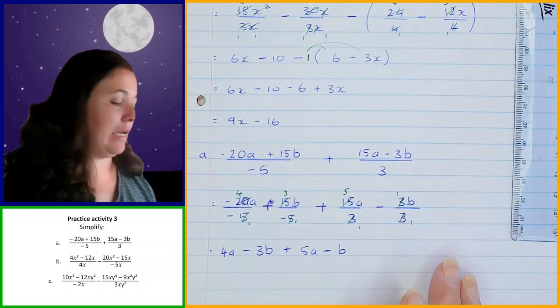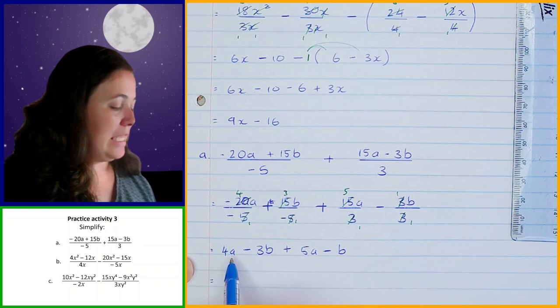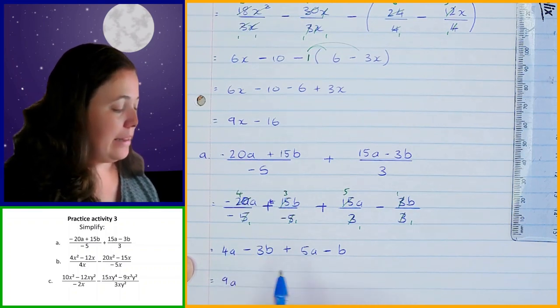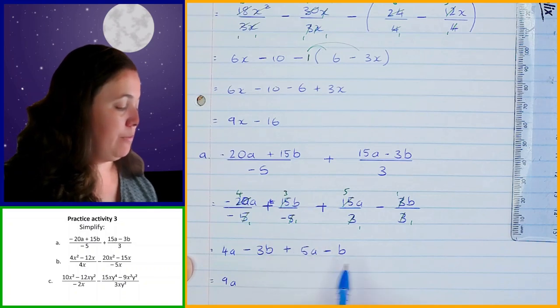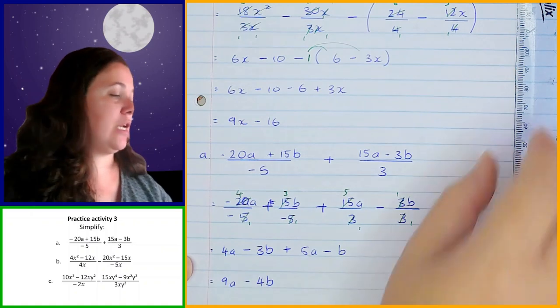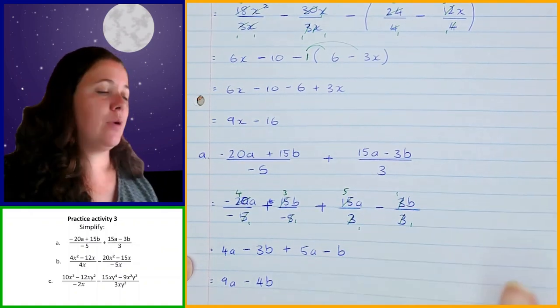Now I can simplify my like terms. So my a's, I've got 4a plus 5a is 9a. And then minus 3b minus another b is minus 4b. So that's what you should have got for question A. Okay, question B.